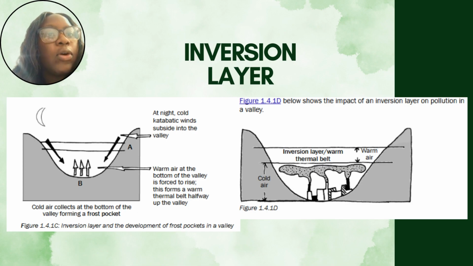And again, this is another image that explains this better. So at night, the cold katabatic winds subside into the valley, and then the warm air at the bottom of the valley is therefore forced to rise, and this forms that warm thermal belt, as we mentioned before, or the inversion layer as well. So the pollution from buildings can also be trapped as an impact, right?